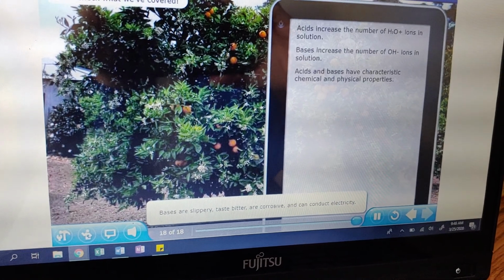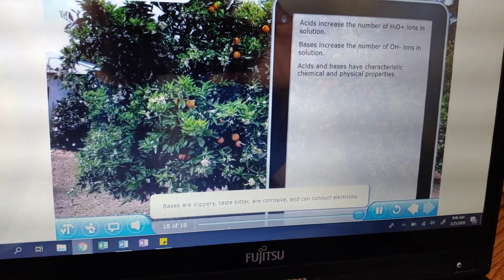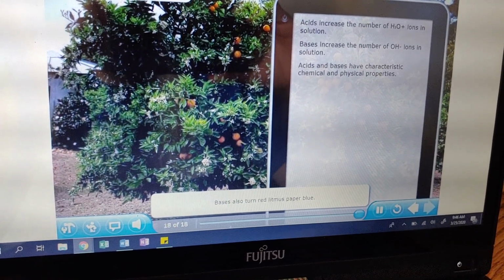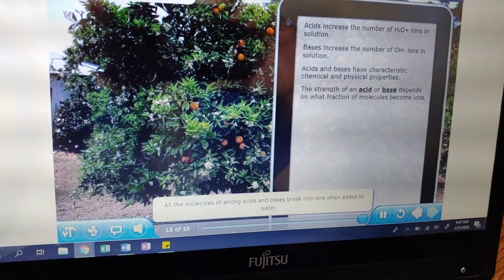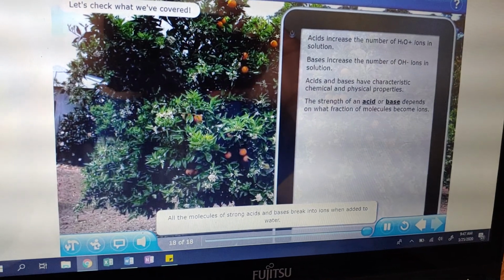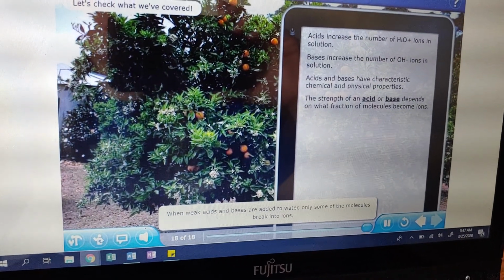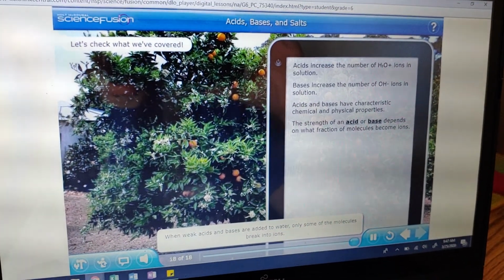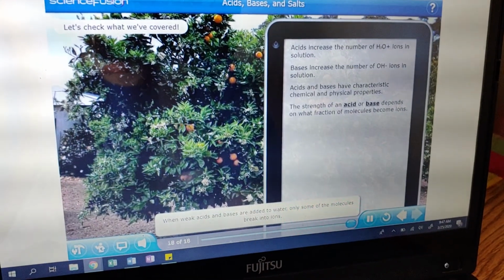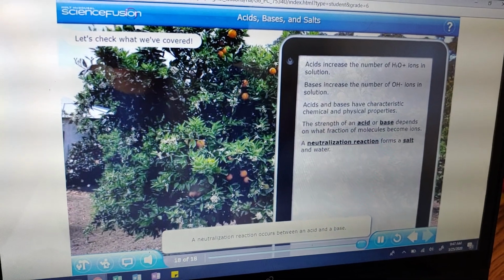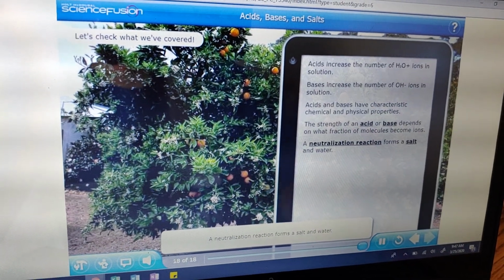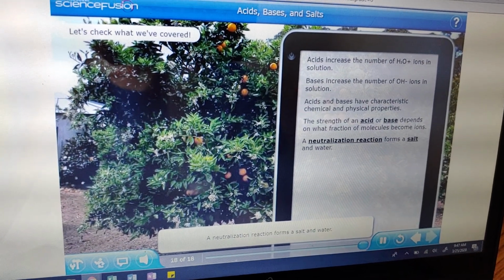Bases are slippery, taste bitter, are corrosive, and can conduct electricity. Bases also turn red litmus paper blue. All the molecules of strong acids and bases break into ions when added to water. When weak acids and bases are added to water, only some of the molecules break into ions. A neutralization reaction occurs between an acid and a base. A neutralization reaction forms a salt and water.